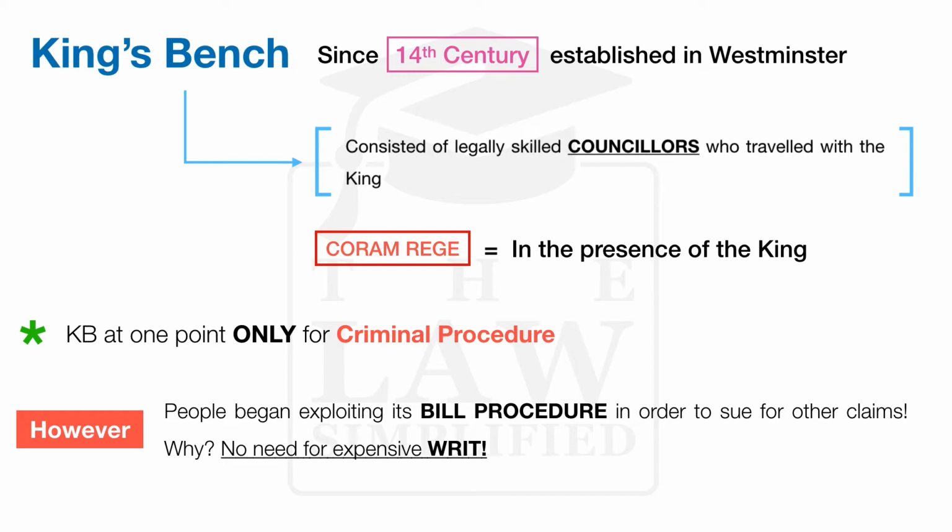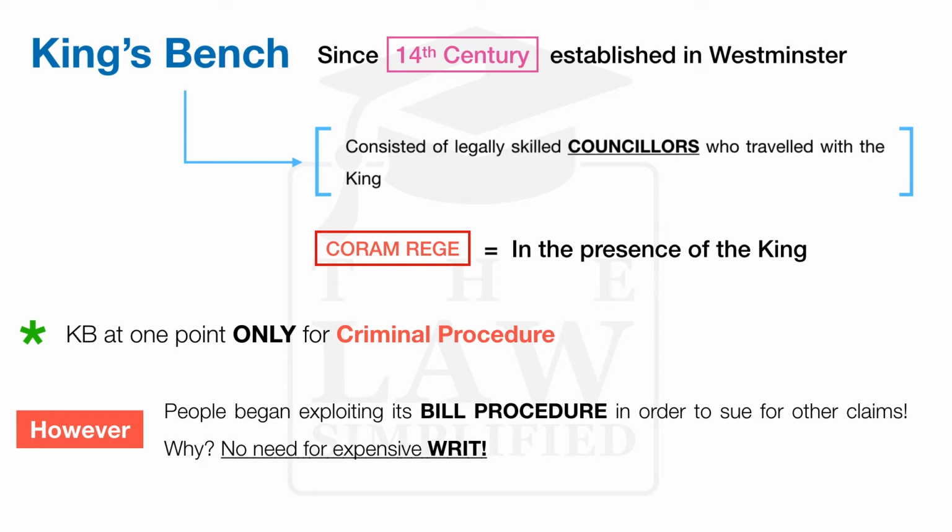Now, the King's Bench, because it represented the King's Justice, so to speak, consisted of mainly legally skilled counselors, and they pretty much traveled with the king himself. Whenever the king, however, presided over any particular matter, this would be considered as what is known as a coram rege, or in the presence of the king. At one point of time, the King's Bench, as we looked at in our lesson on the Common Pleas as well, became centralized within criminal procedure, and it dealt solely with that of criminal procedure alone.